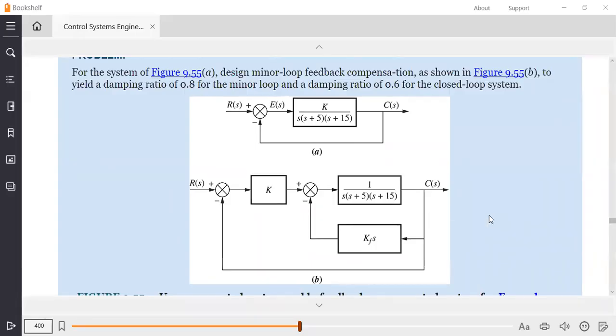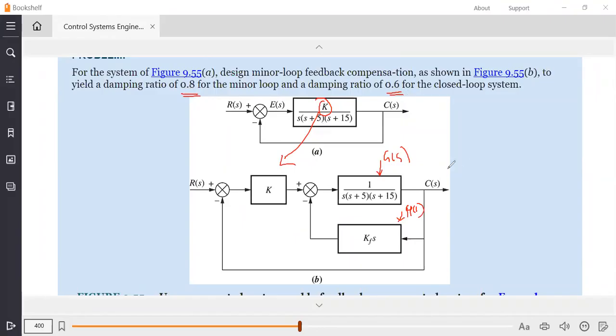So the first loop is this one. We already moved the value k to the other side, so this can be the gain. This one is shifted here. Then we have this as our g of s and this as our h of s. In the minor loop, you have to maintain a damping ratio of 0.8, and in the major loop, we have to maintain a damping ratio of 0.6.